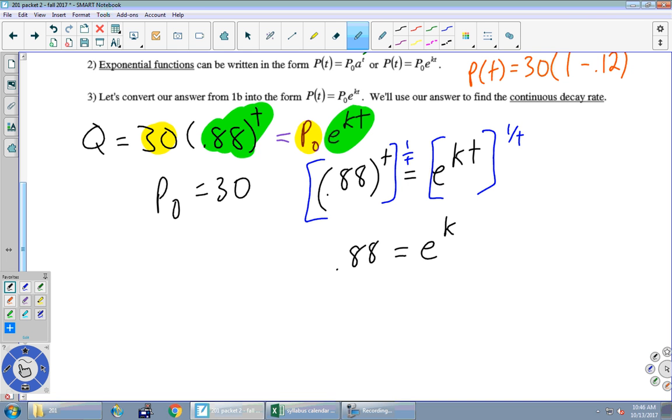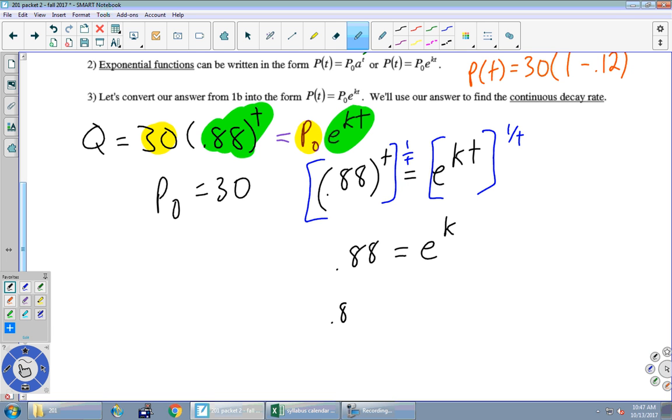And so the final step here is to find K. Remember E, it's a letter, but it's not a variable. It's not like a K. E is around 2.7. And so to solve an equation where the variable's in the exponent, you guys know you use logs. Now we're going to talk about logs more formally in a couple of classes, but right now we'll just take the ln of both sides.